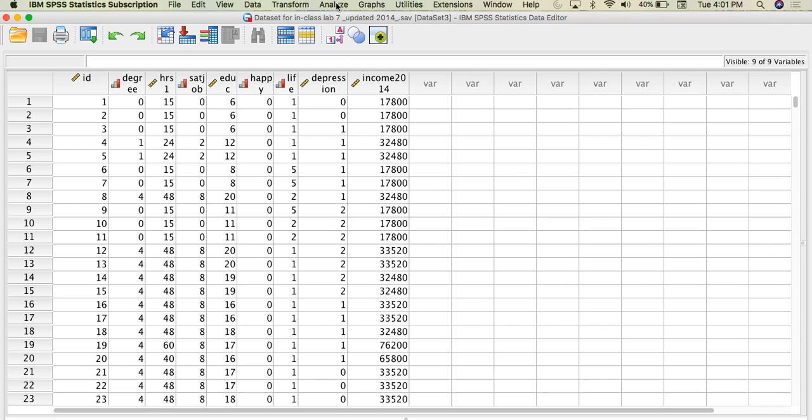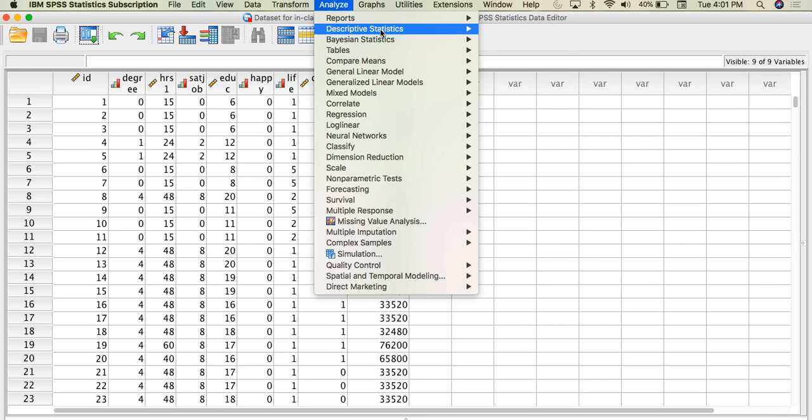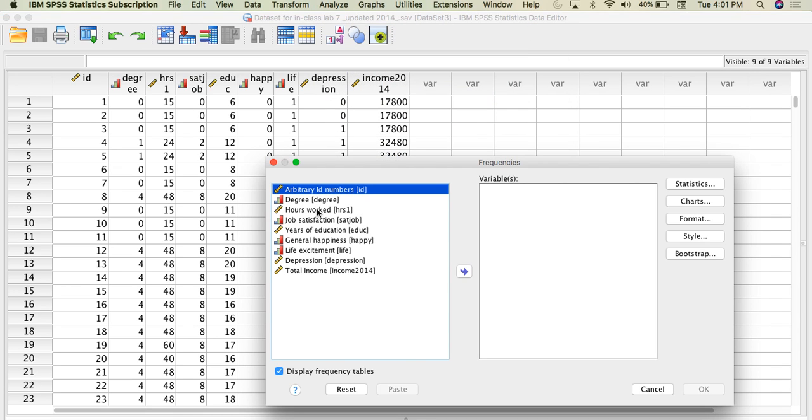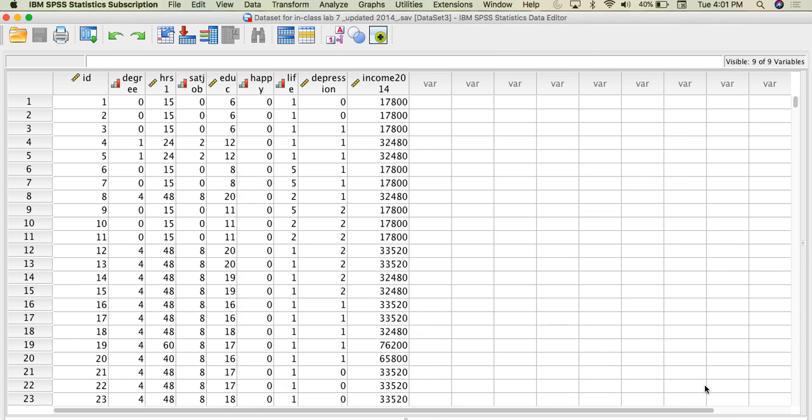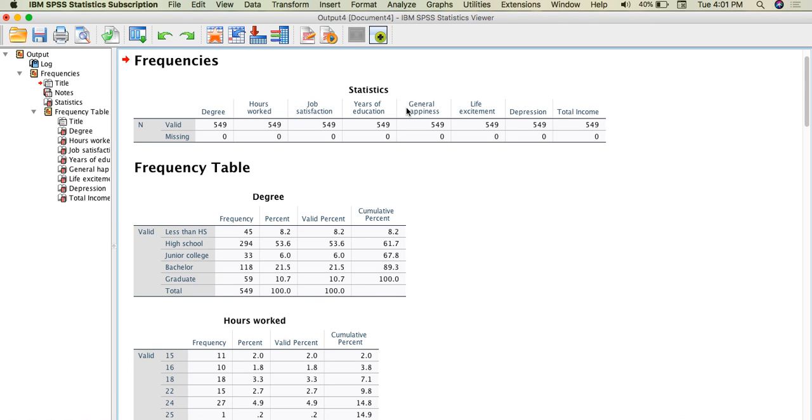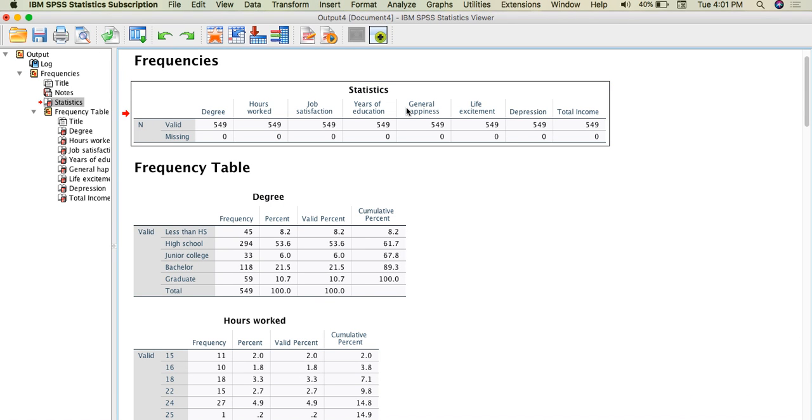So to do that, we're going to go to Analyze, Descriptive Statistics, and Frequencies. And we're going to send over everything but the ID number, although I guess you could look and see if you have any missing ID numbers, but I know we don't. So we're going to just run that, and you can see right there at the top that missing is 0 all the way around. We have 549 participants in this study, so we've got a really nice collection. So nothing missing. Very good.